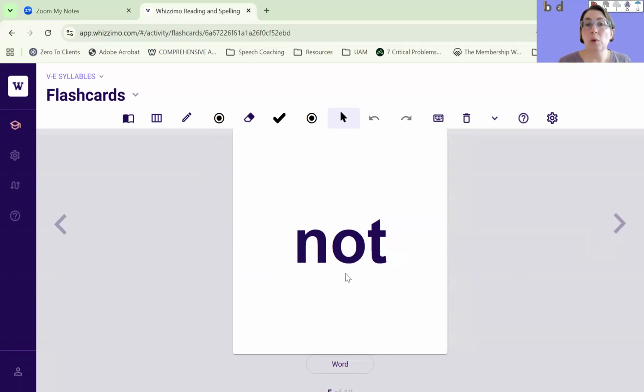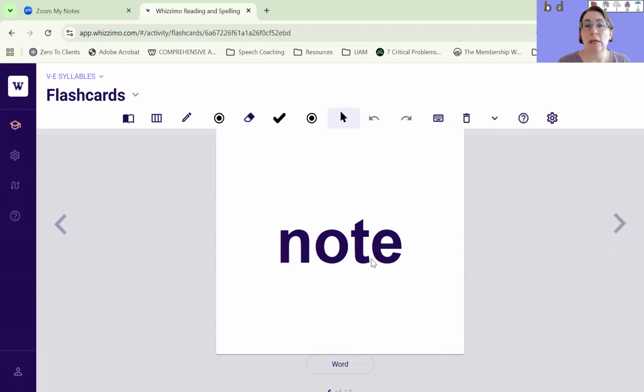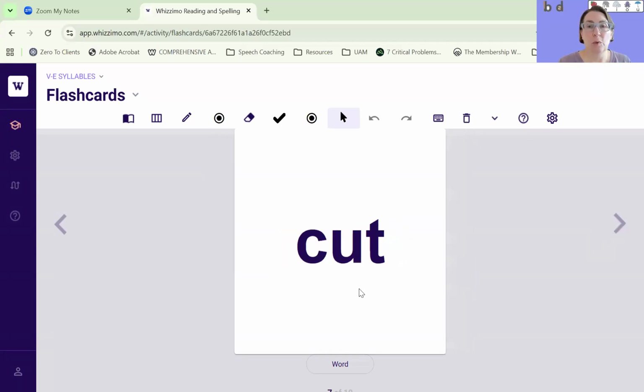Here we have a closed syllable with our O. If it's closed, that O represents aw, ought, not. We put the E on the end. Here we have a vowel consonant E, VE syllable. This vowel becomes O, oat, note.